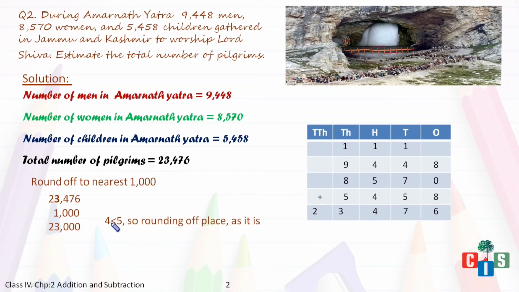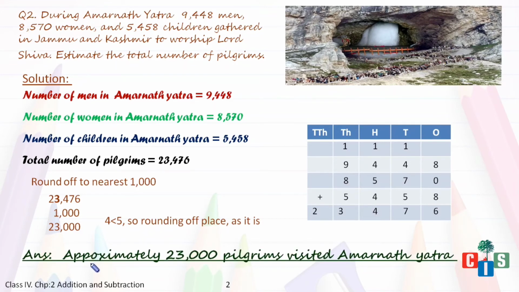So what's the rule for that? If it is less than 5, what do we do? We keep the rounding off place as it is. So 3 stays as it is, and then I change the rest of the digits into 0. So my answer, what is the estimate of the total number of pilgrims? Instead of estimate, I'll write approximately. Approximation is compulsory. Approximately 23,000 pilgrims visited Amarnath Yatra.